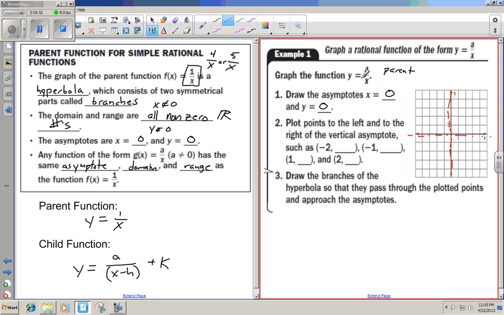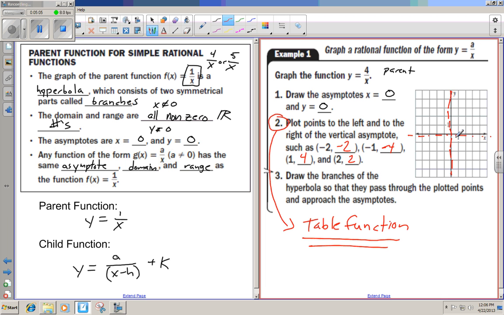So in your calculator, you put in y equals 4 divided by x. And then for number 2 here, use the table function from your calculator, so you can actually label some of these points. So use your table function. You'll find that negative 2 maps onto negative 2. Negative 1 maps onto negative 4. 1 goes to 4, and 2 goes to 2.